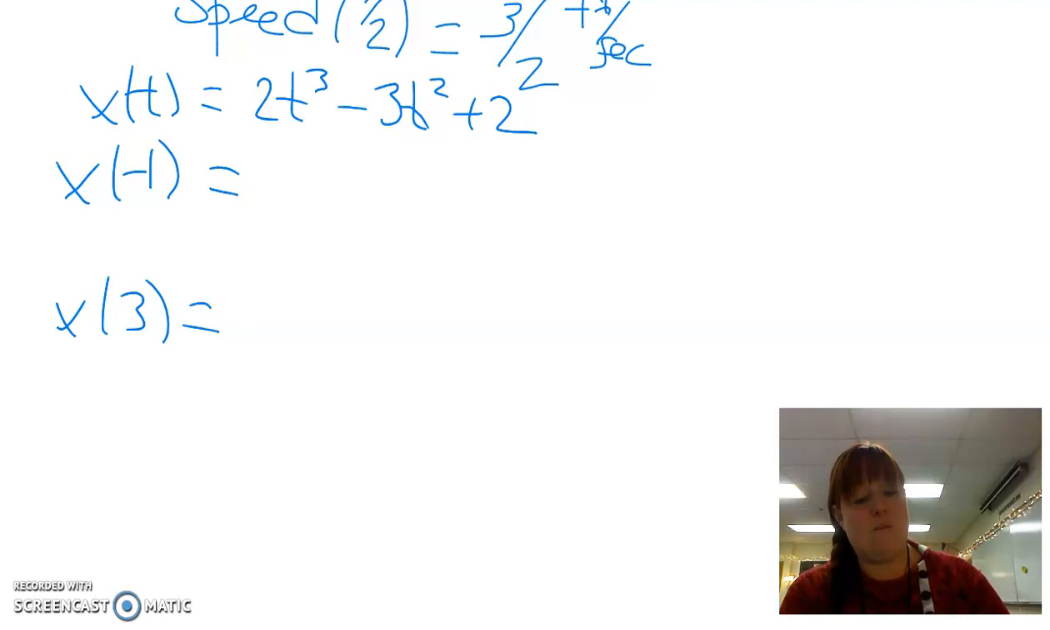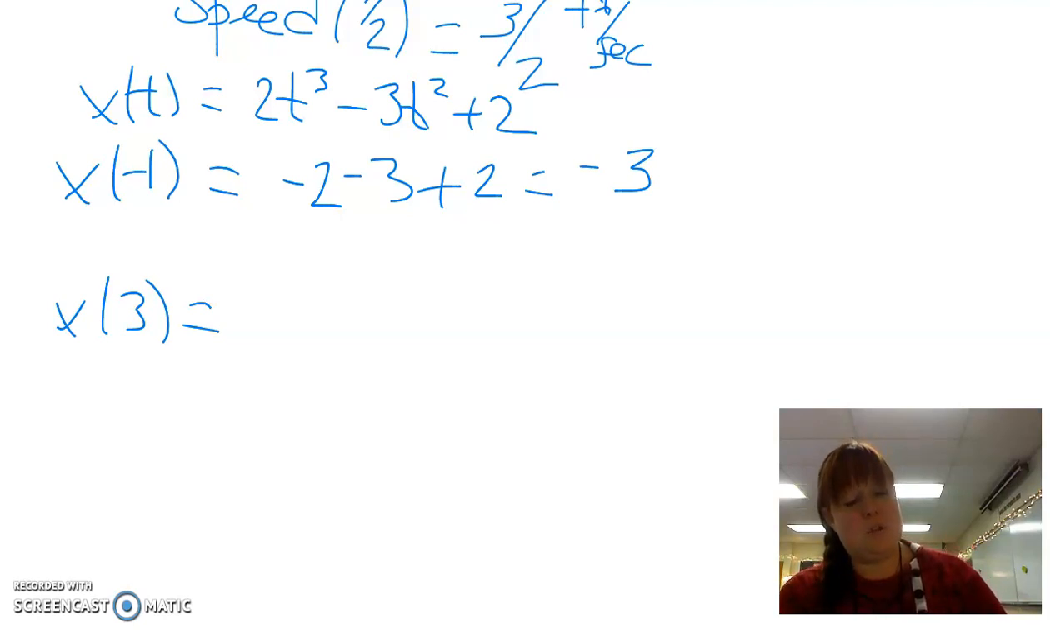Okay, so x of -1 would be -2 minus 3 plus 2. So that is -3. And then x of 3 would be 3 cubed, which is 27, times 2, you're really stretching my brain here, which is 54, minus 3 times 9, which is 27, plus 2. And then 54 minus 27 is 27, because 27 times 2 is 54. And then plus 2 should be 29.